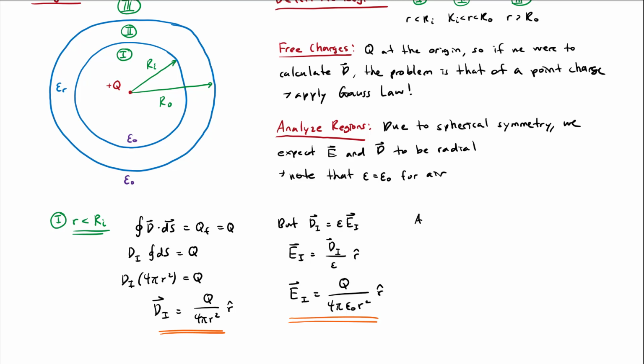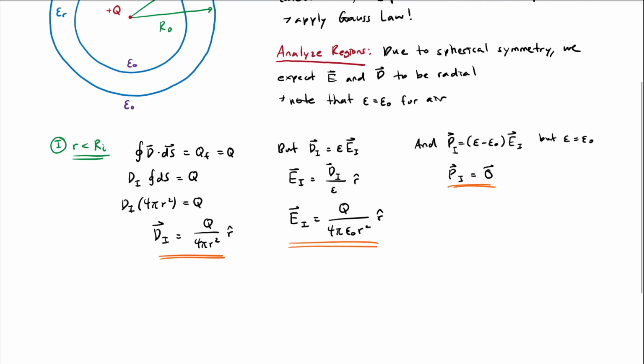Now, to find the polarization vector, we know that P is defined as epsilon minus epsilon naught times E1, but we know that epsilon is equal to epsilon naught for region 1. So P1 is simply equal to epsilon naught minus epsilon naught, which is 0, and that is our answer. So you can see how quickly we're working through these questions now.